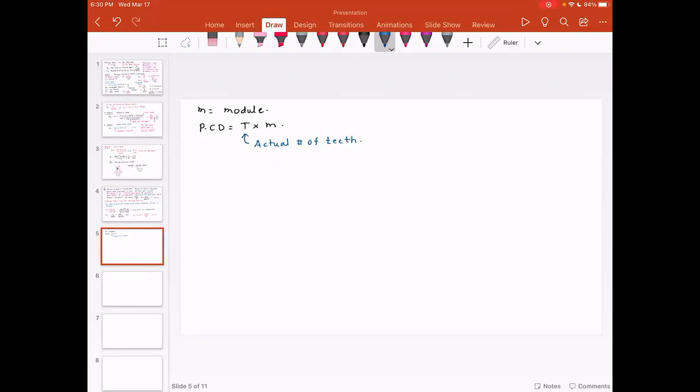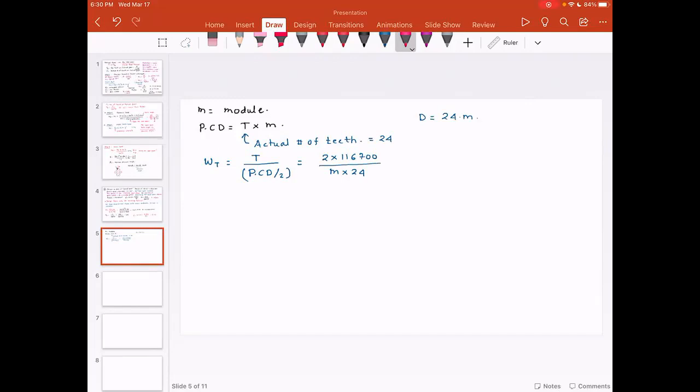So tangential load, WT, is equal to torque divided by PCD by 2. So WT is equal to 2 times 116,700 divided by m times 24, because number of teeth are given as 24. So we know diameter is equal to 24 m.